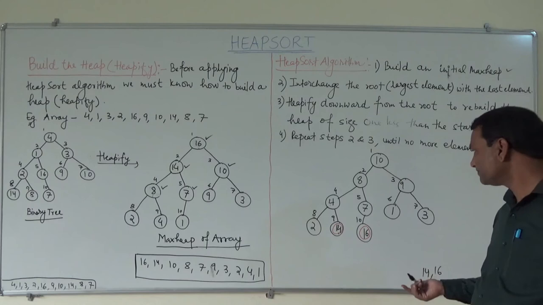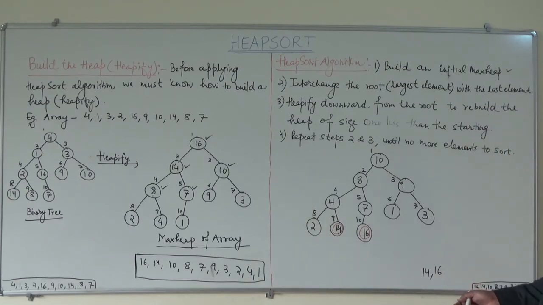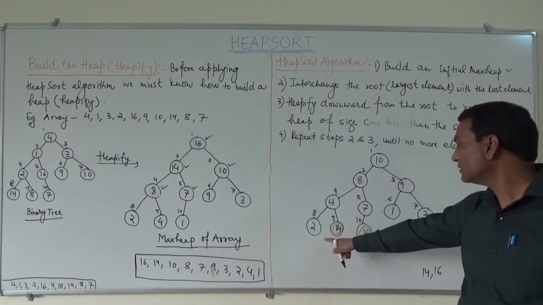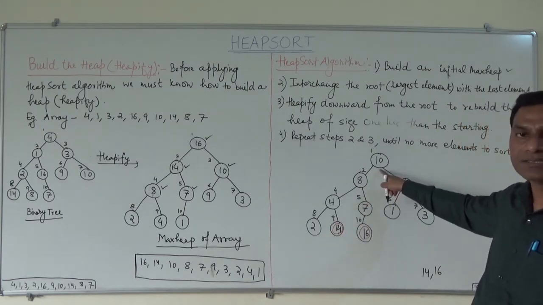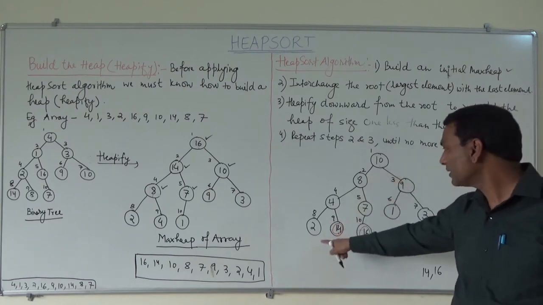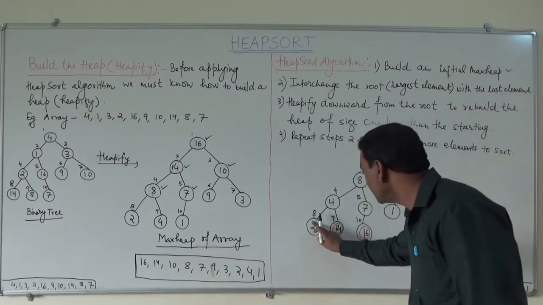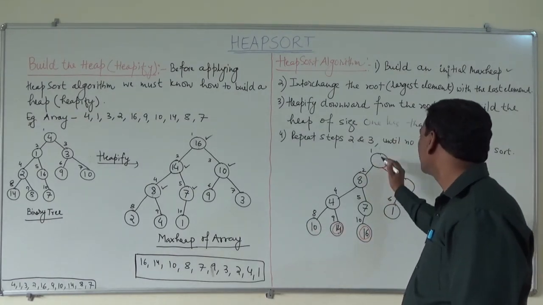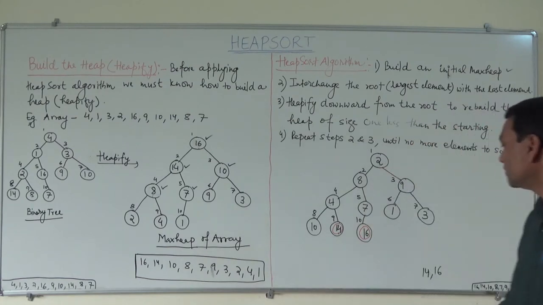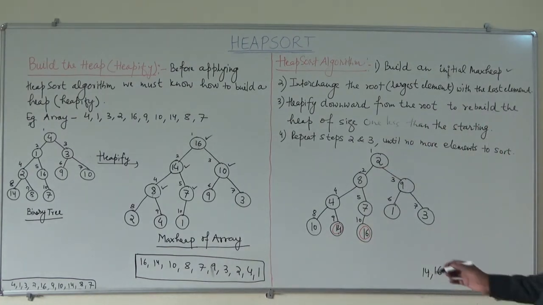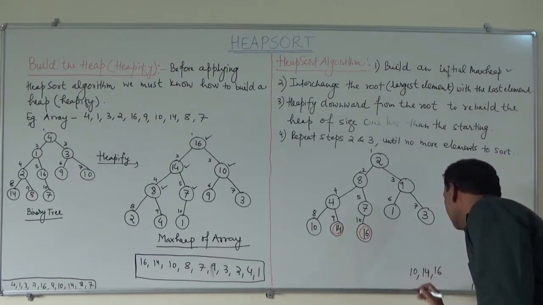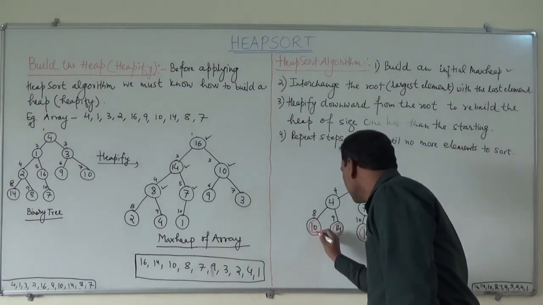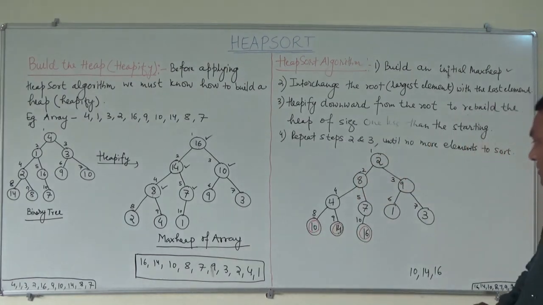Now what we will do? We will interchange the root with the last element. So root is 10, the largest element. So 10 and 2 are interchanged. Now this will be 10, and this will be 2. So we can say this is also sorted. We make it red because they are sorted. So this 10 is sorted.